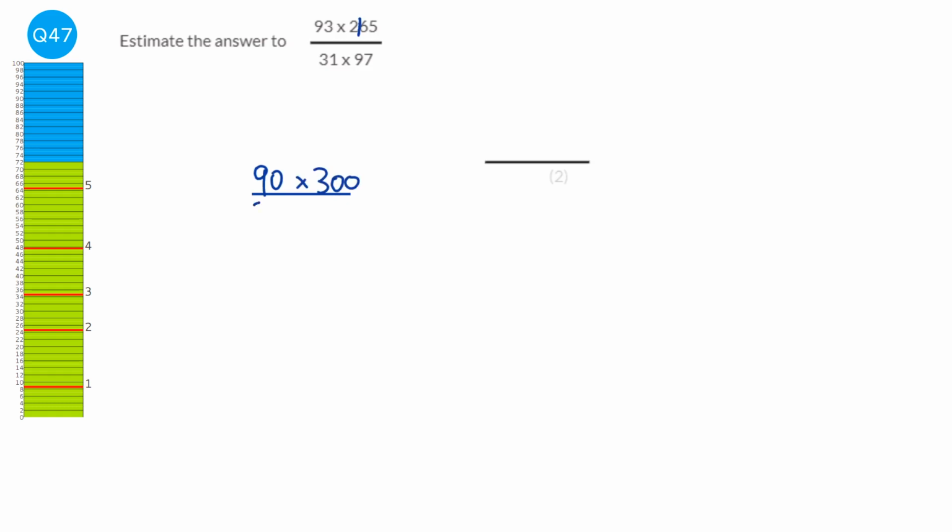Then 31 will round to 30, and 97 will round to 100. Now the next step is to see things that we can cancel here. So we can divide top and bottom by 10 to make that a 9 and make that a 3. We can divide top and bottom by 100, make that a 3, make that 1. And we can divide top and bottom by 3, so that will make that 1, and that will make that 1. And so at the top we've got 9 times 1, which is 9, and at the bottom we've got 1 times 1, so 9 divided by 1 is just 9, so our answer will be 9.